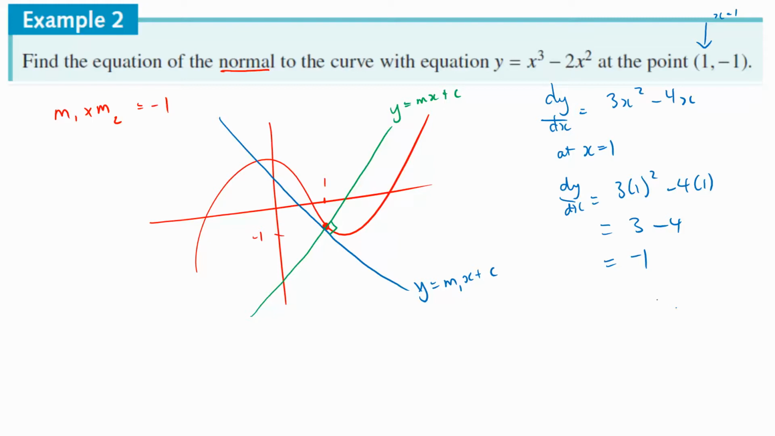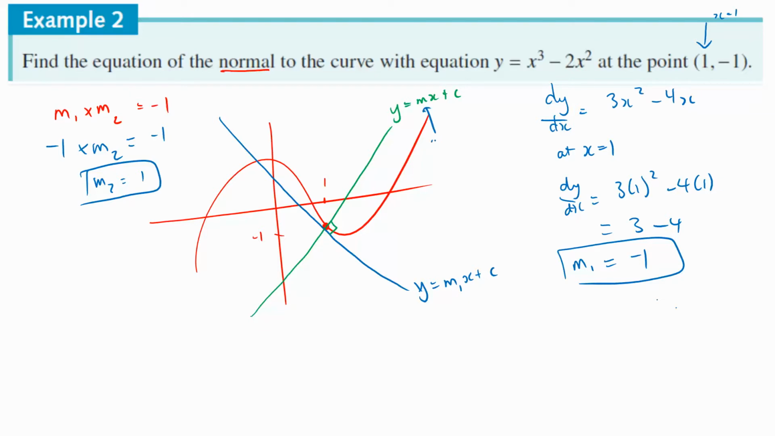Now that I know m1 is negative 1, I can go back to this drawing board and say, well, negative 1 times m2 has to equal negative 1. Logically, how do you find m2? Divide both sides by negative 1, yeah, to remove the negative 1 here, and you get m2. So m2 now, logically, has to equal 1. Okay, so negative 1 divided by negative 1 gives you positive 1. So now I know the gradient of this green line, or the perpendicular line, is 1.